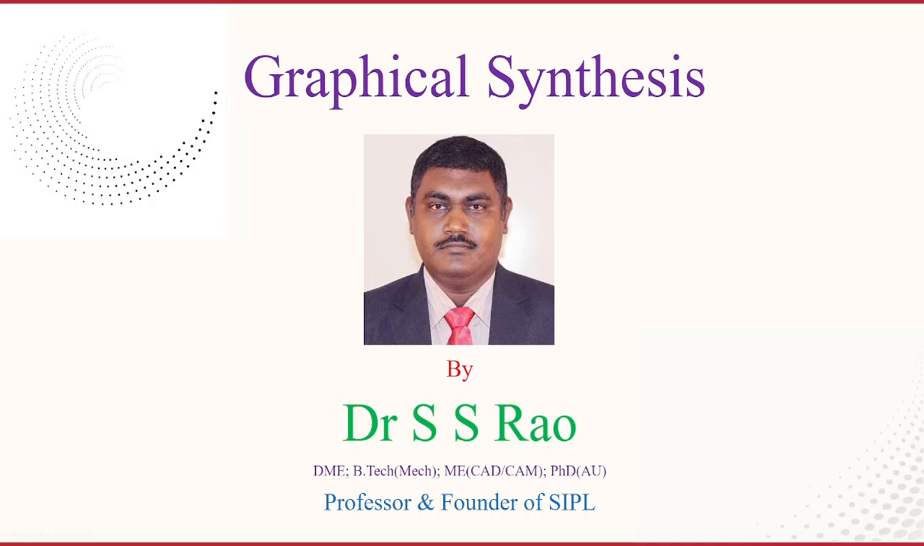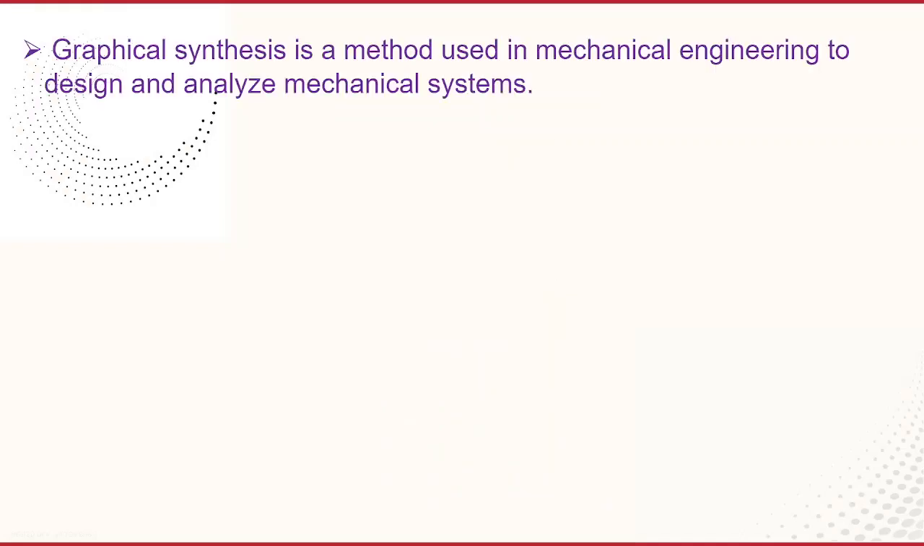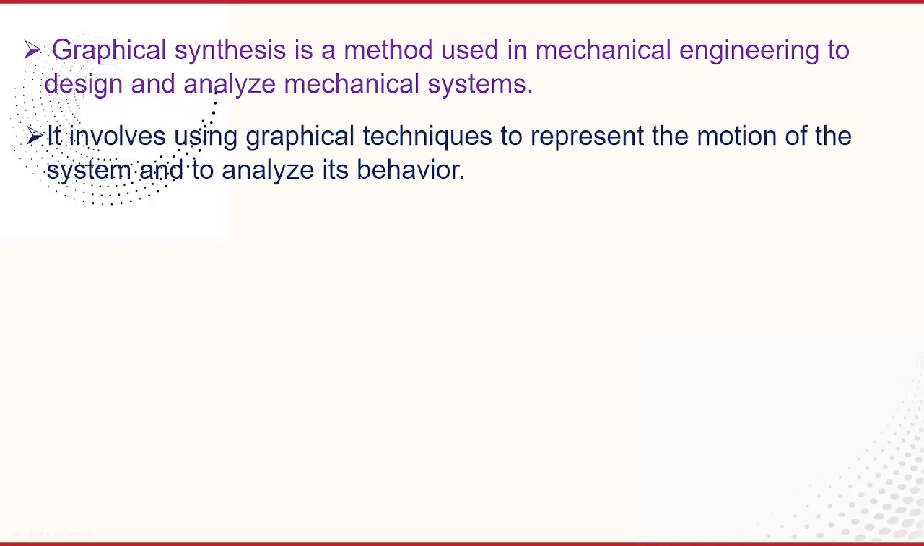In this video, I'm going to explain graphical synthesis. Graphical synthesis is a method used in mechanical engineering to design and analyze mechanical systems. Any mechanical systems you want to design, any new systems or new machines you want to develop, graphical synthesis or analytical synthesis are used. It involves using graphical techniques to represent the motion of the system and to analyze its behavior.